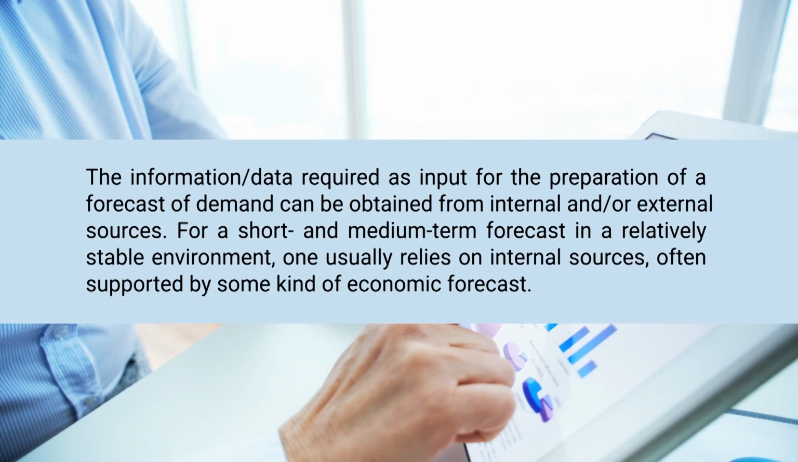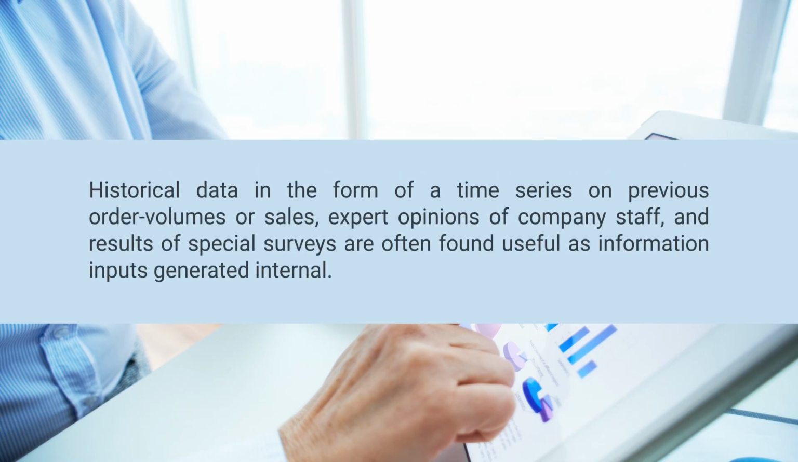For a stable environment, one usually relies on internal sources; suppose the product is the same. Then our past historical data or sales data will be quite useful inputs for the forecasting system, often supported by some kind of economic forecast. Historical data comes in the form of a time series, meaning data available for 1 year, 2 years, 3 years. The type of requirement is also changing in the market, so we should not use much older data, but we can have a certain amount of old data which will guide us as a time series, with previous order volumes to forecast sales, expert opinion, and other things.